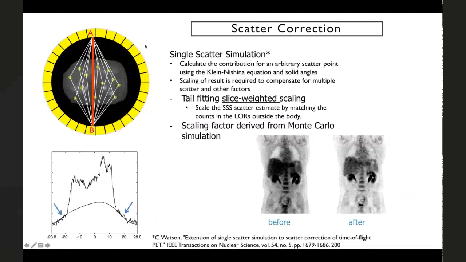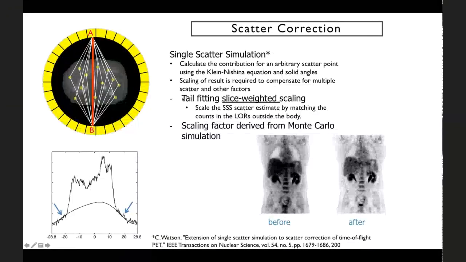It's called single scatter simulation, where you look at a pair of detectors, you choose random positions within these so-called arbitrary scatter points, and you apply the Klein-Nishina equation and the solid angle from these various locations. You come up with a result that then has to be scaled in order to deal with the fact we're only modeling single scatter. There are multiple scatters and additional other factors. Scaling can be accomplished in a couple of different ways, and different systems apply different methods.